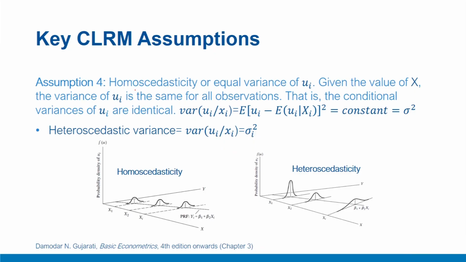The next assumption, assumption number 4, is homoscedasticity, or equal variance of these error terms. Like we said earlier, for a given value of x, the variance of mu i is the same for all the xi's. That is, conditional variances of mu i are identical. That is, the expected value of mu i minus the expected value of mu i given xi, raised to the power 2, is constant and equal to sigma square. If they are not constant, that means they are varying with xi's. If the variance is not sigma square for each xi, then this is called heteroscedastic variance, and it creates problems. That means the closed form solution that we obtain for beta naught hat and beta 1 hat, and so on for other coefficients, will not remain valid.